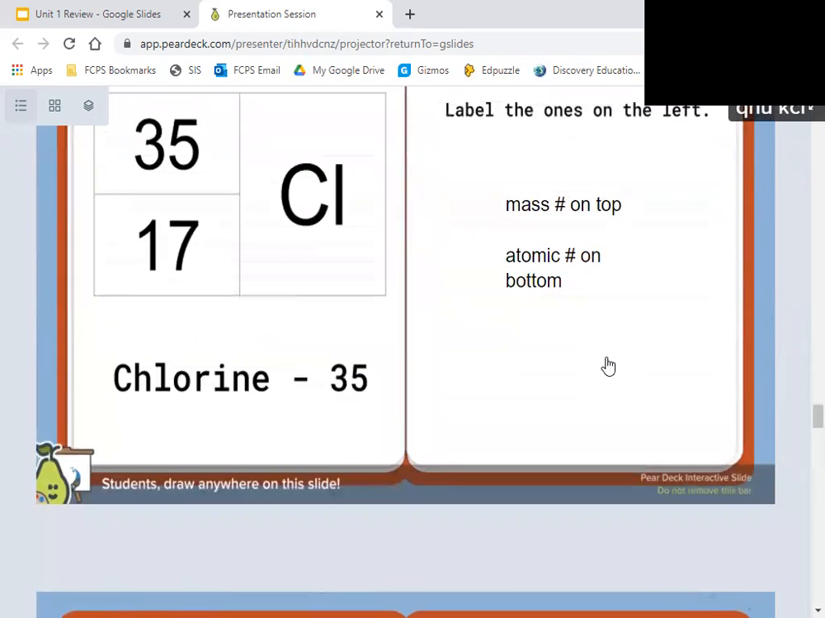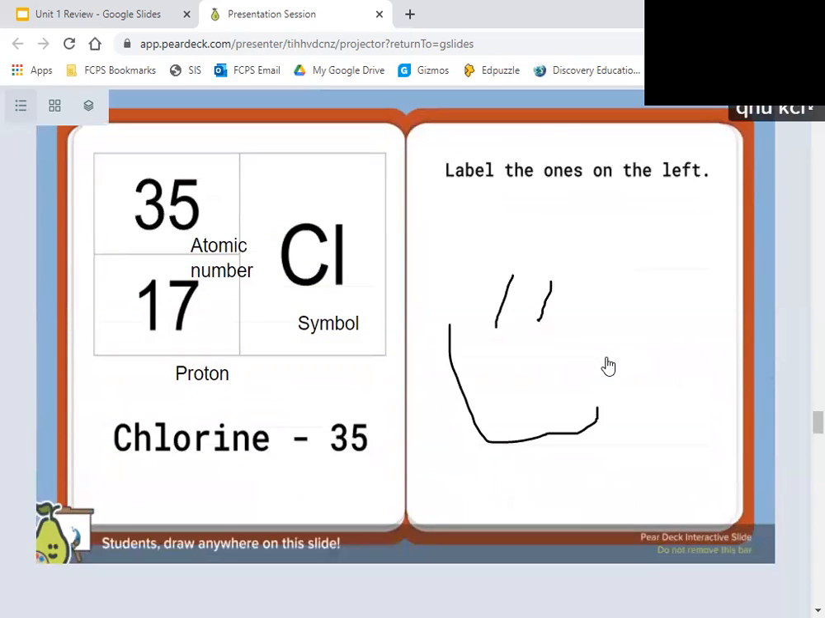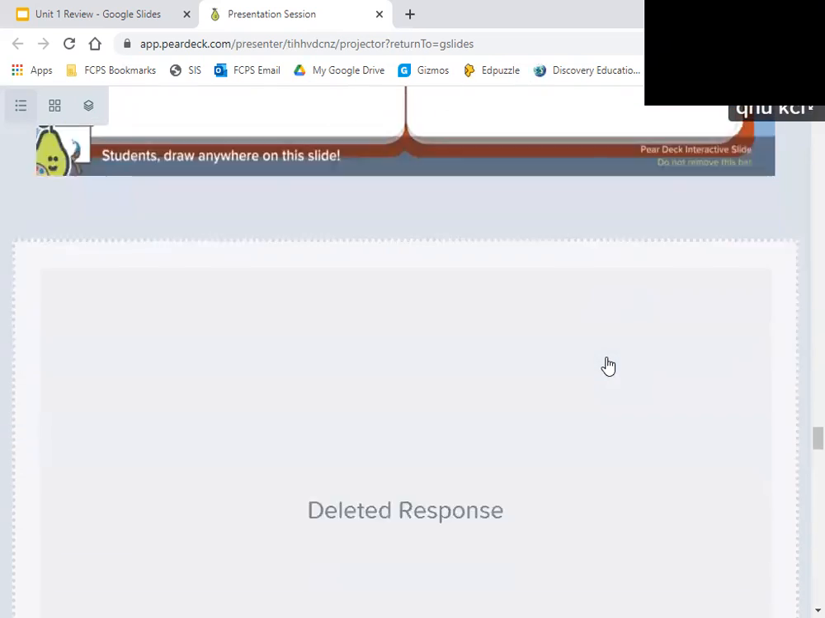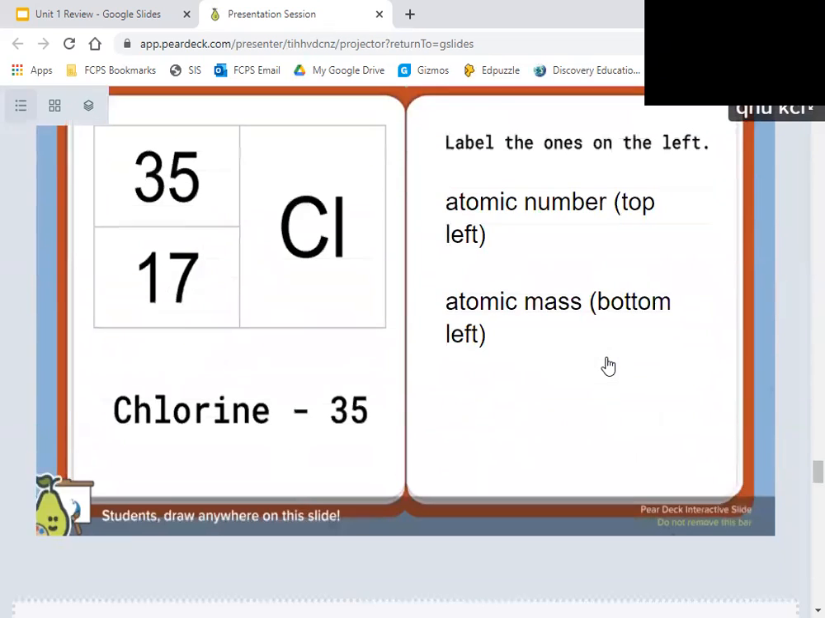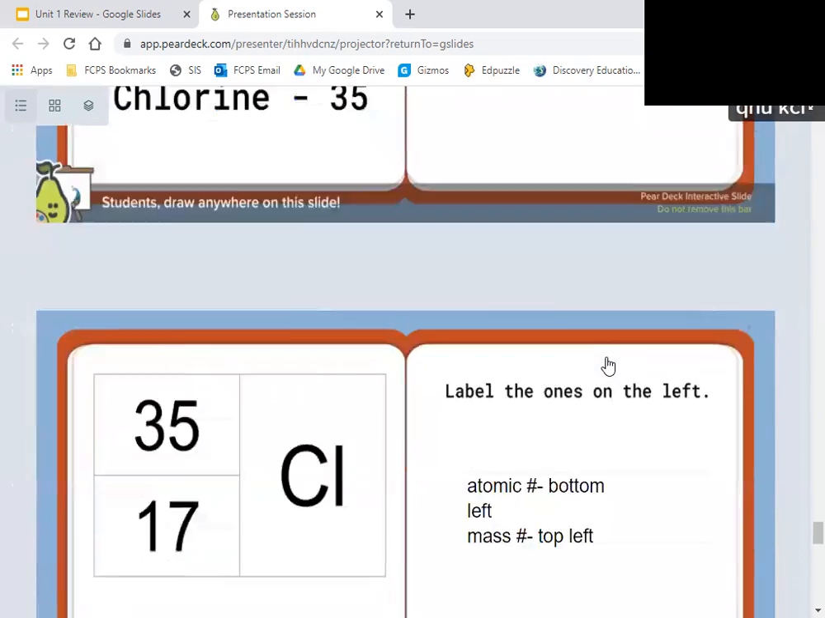Perfect. I love it. Do you guys know what 35 is here? What do you guys think? I mean, you're right. It's actually the mass number. So 35 represents the mass number. So sometimes we can set it up as the top left, or we can set it up as the bottom left, depending on the question. Okay, love the smiley face. Thank you. And that's it. So that should be good to go.